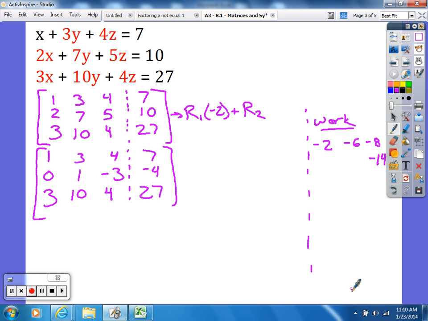Go ahead and do it on your paper. I'm going to try to see if I can get some of them. Okay, so which one do I want to make a 0 now? What number should turn into a 0 next? The 3. This 3 right here. How am I going to do that? Row 1 times negative 3 plus row 3.